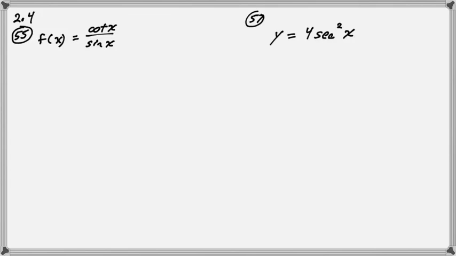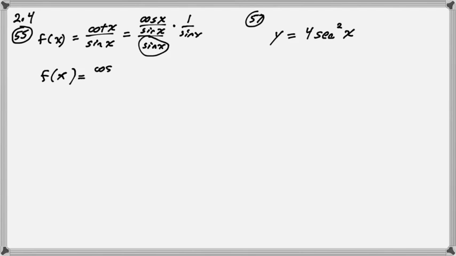Okay, after 53, I was asked 55 and 57. We could do it as it sits. We could try to simplify it into sines and cosines. It's kind of your choice. I know that cotangent is cosine over sine. If you're dividing by sine, that's the same as multiplying by 1 over sine. So I might rewrite this. You don't have to, but now it would be cosine over, what's sine times sine here? Sine squared. So I just wrote it in sines and cosines.